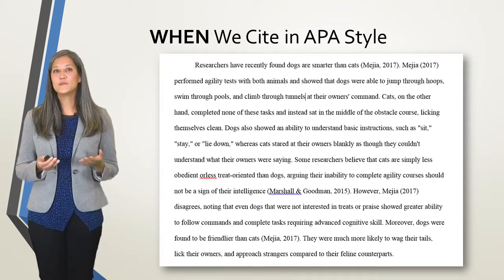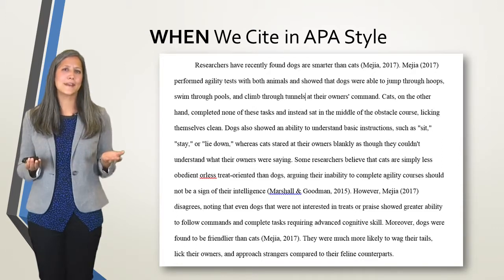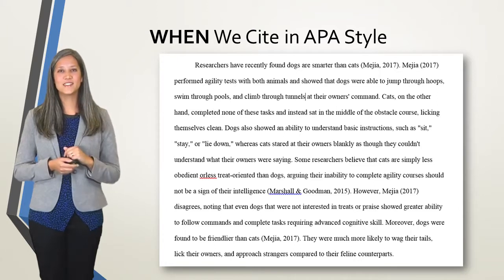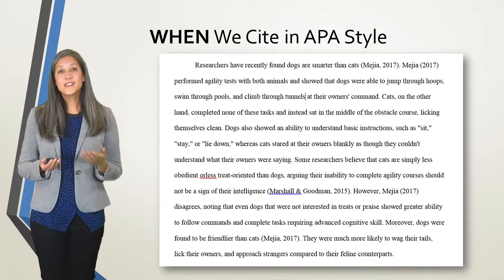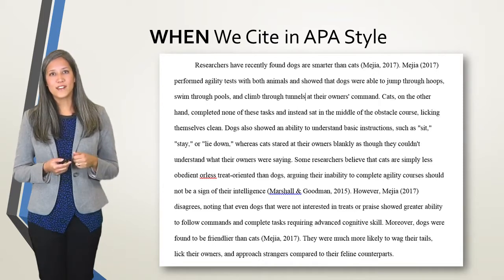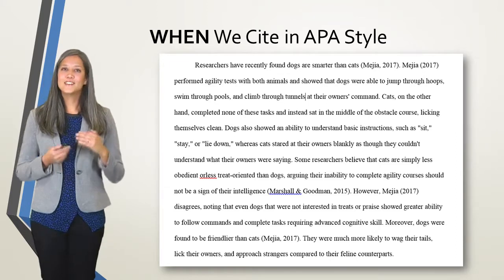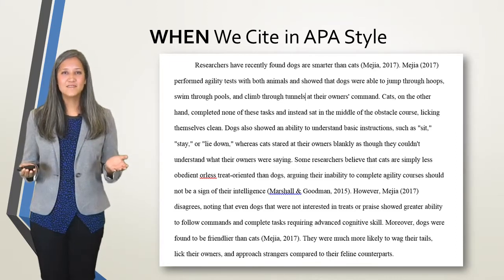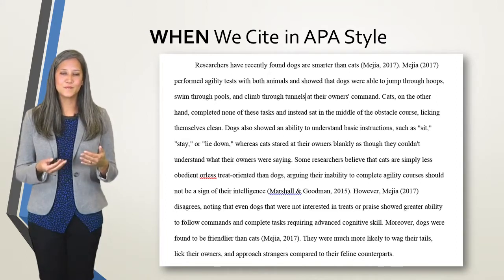Cats, on the other hand, completed none of these tasks and instead sat in the middle of the obstacle course licking themselves clean. Dogs also showed an ability to understand basic instructions such as sit, stay, or lie down, whereas cats stared at their owners blankly as though they couldn't understand what their owners were saying. As I describe this study about dogs' intelligence, I don't need to cite the study again. The reader assumes correctly that I'm discussing the same study.